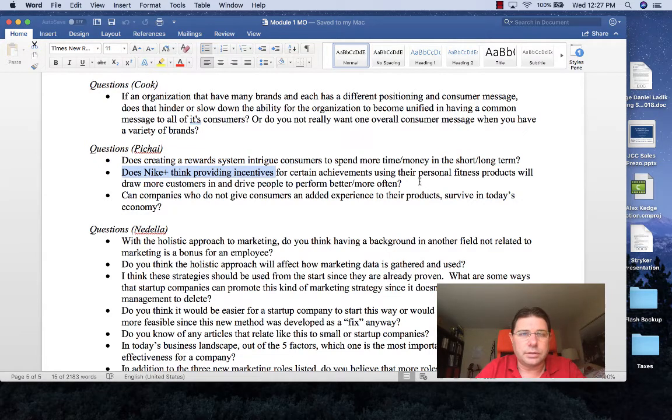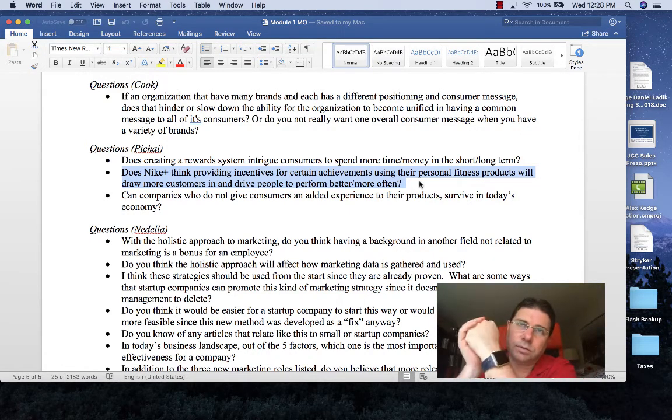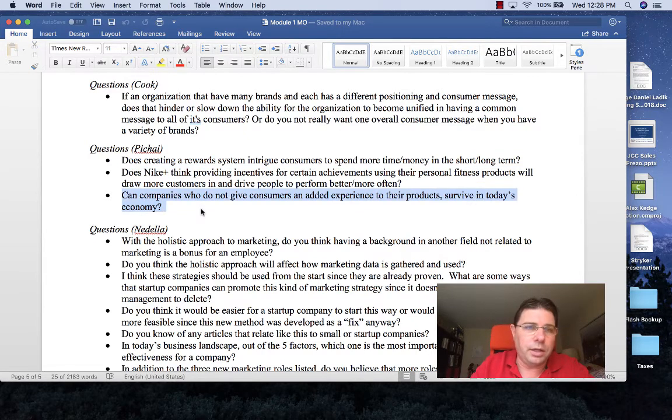Does Nike Plus, providing incentives for certain achievements or interpersonal fit, draw more customers in and drive more people to become more active? Yes, it makes the product more sticky. It makes the product more interesting. And for those of you that wear these things, you will do silly stuff to achieve a level. It's the natural gamification of who we are. It's the world we live in. We like things to be gamified. It's more fun to play and to participate and to interact if there's some kind of gamification to it.